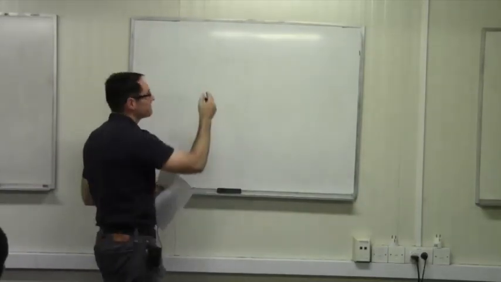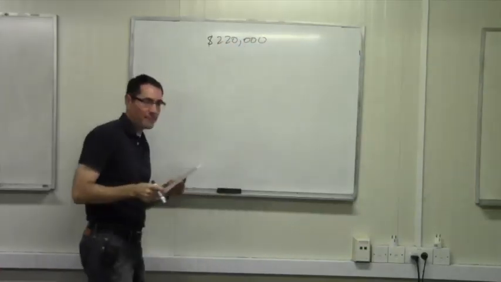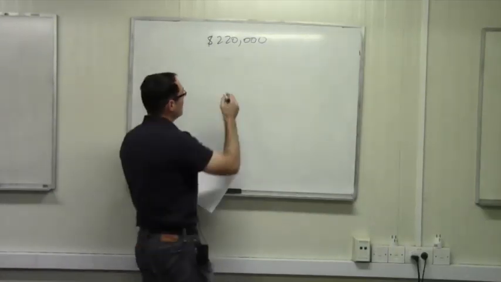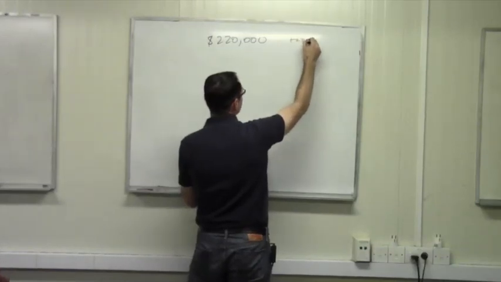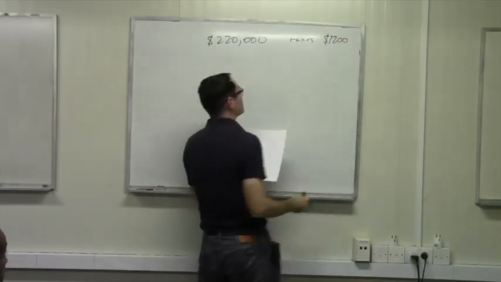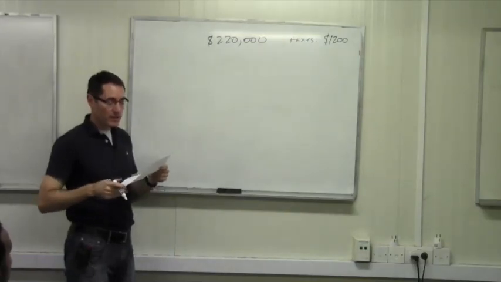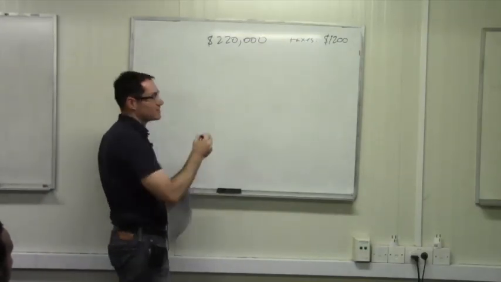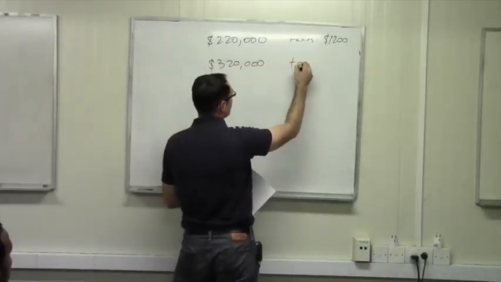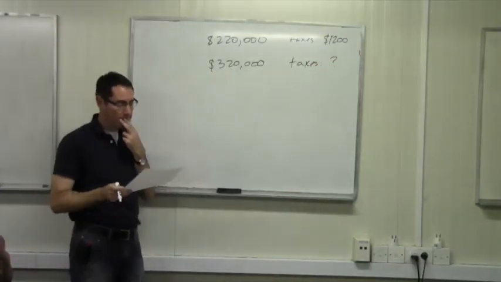Let's say you had a house. It was $220,000. And you have to pay property taxes, because unless you live in Djibouti, Uncle Sam's going to get his money. Okay? And the taxes are $1,200 on this house. Somebody else, probably an accountant, has a $320,000 house. We want to know, for the same tax rate, what the taxes are going to be.